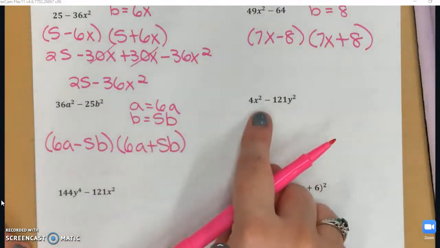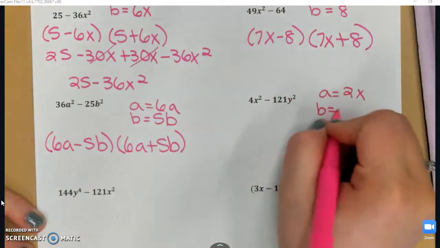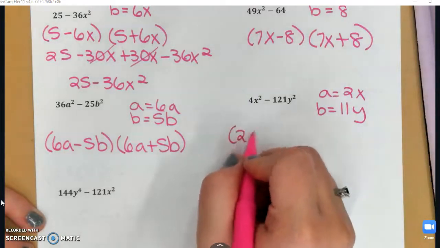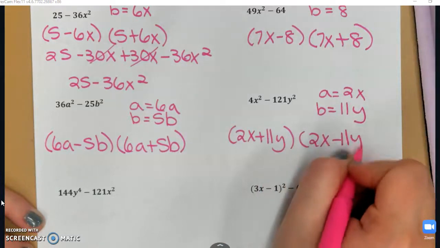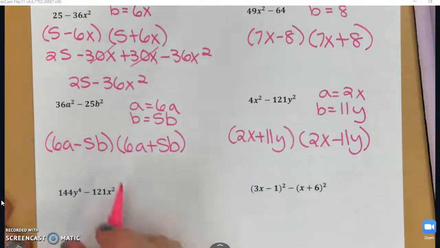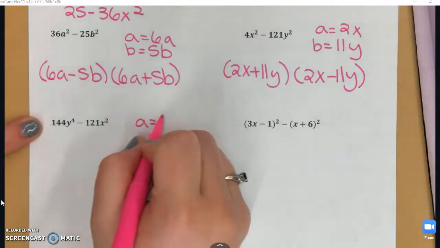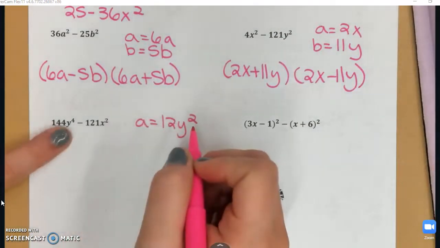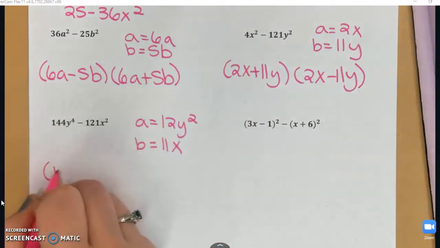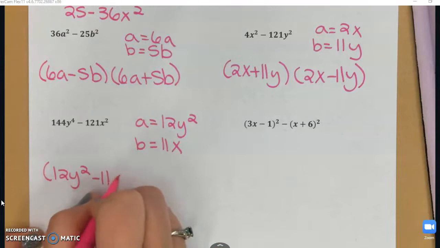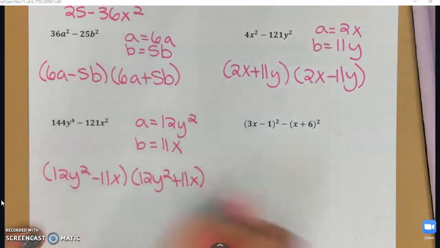4x squared minus 121y squared. A is going to be 2x. B is going to be 11y. A plus b, a minus b, or the other way around. The order doesn't matter. 144y to the fourth. A is going to be 12y squared because I have y to the fourth. And b is 11x. A minus b times a plus b.